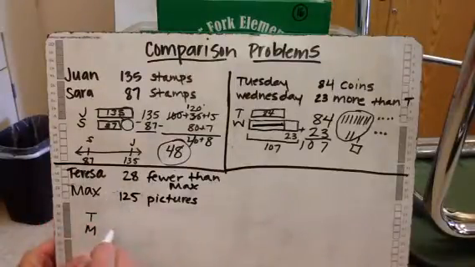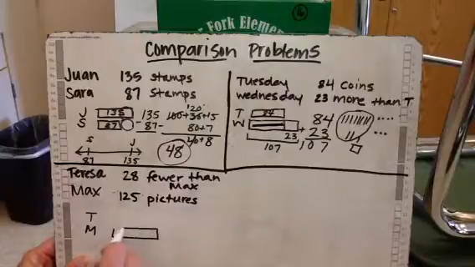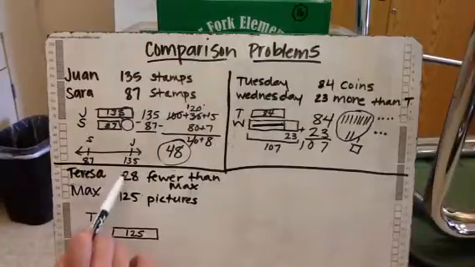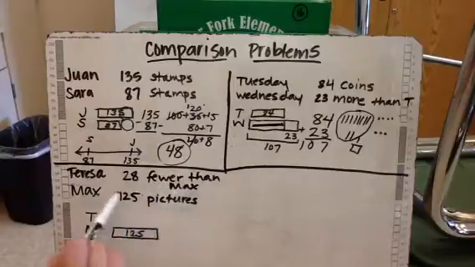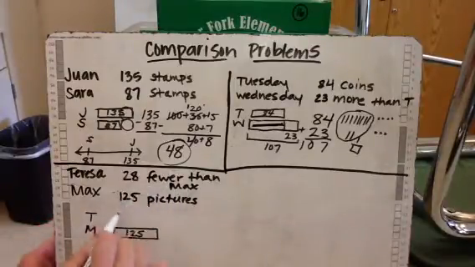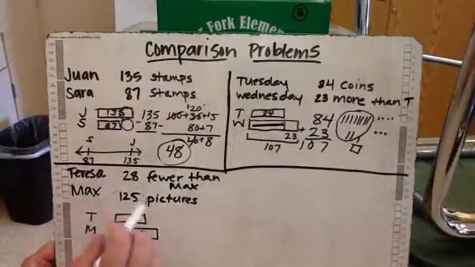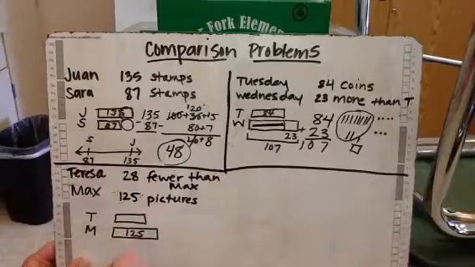I do know Max though. Max is 125 pictures. And so now I can think about Teresa. Teresa is not 28. It's 28 fewer than Max. Fewer than Max means less than Max. Her bar should be shorter than Max. So here is Teresa's bar. And it's not 28. It's 28 fewer.